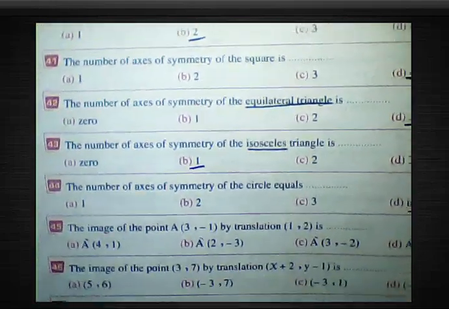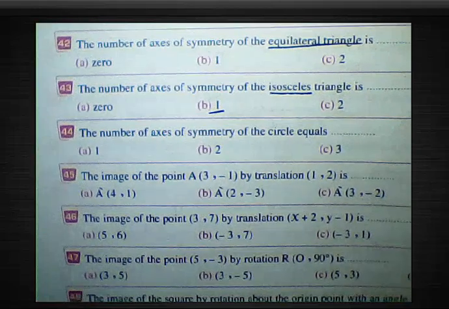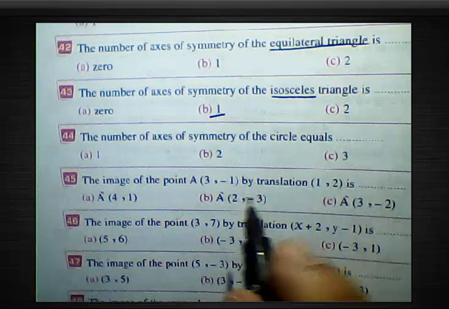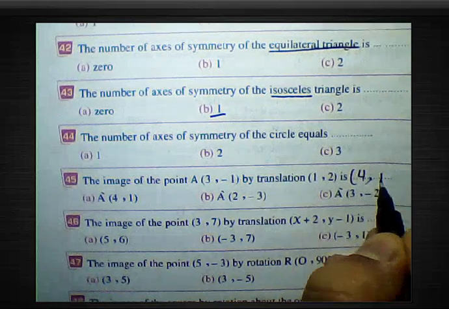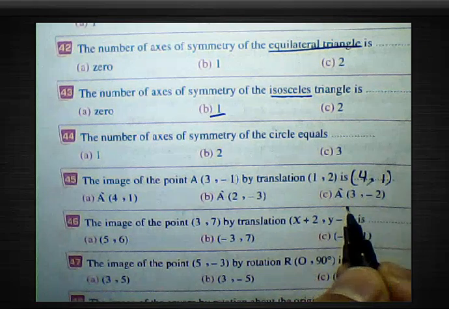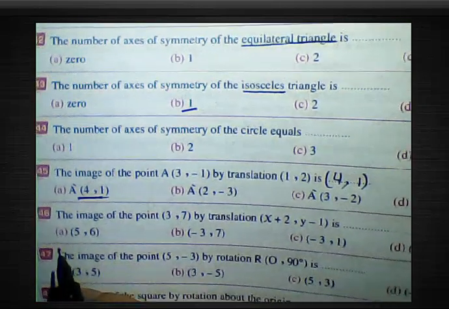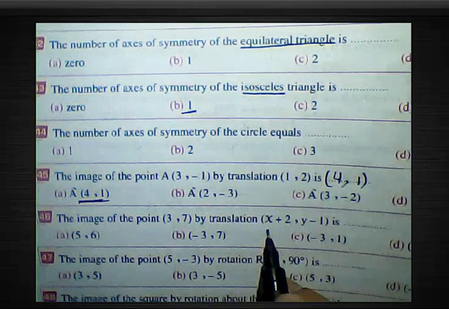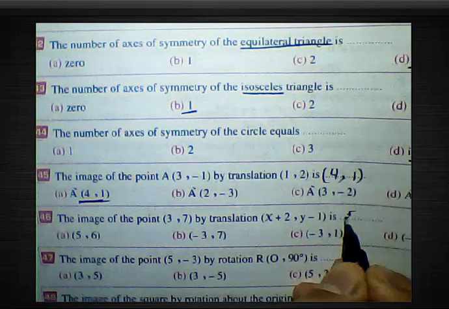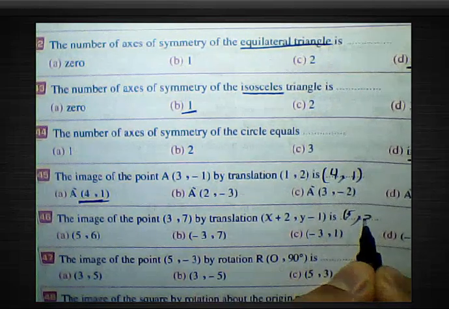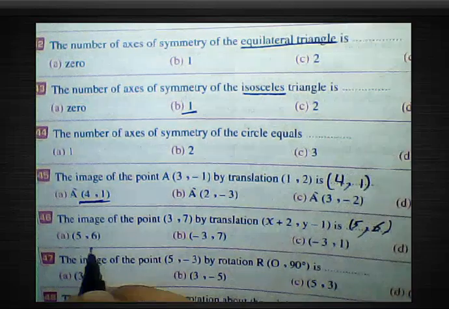The image of the point by translation 1 and 2: 3 plus 1 equals 4, negative 1 plus 2 equals 1. The result will be 4 and 1. The image of the point 3 and 7 by translation x plus 2, y minus 1: 3 plus 2 equals 5, 7 minus 1 equals 6. The result will be 5 and 6.